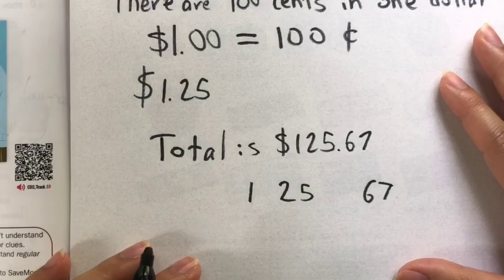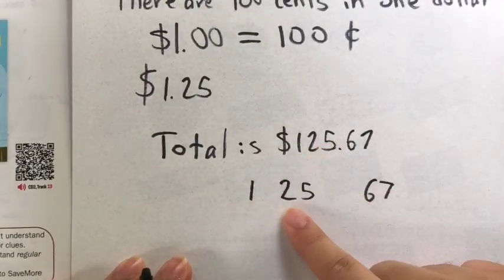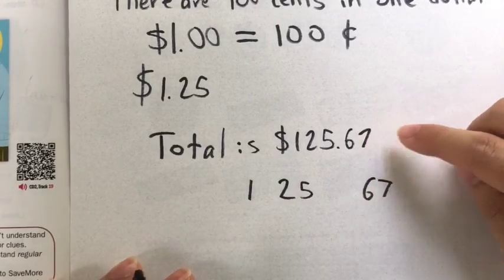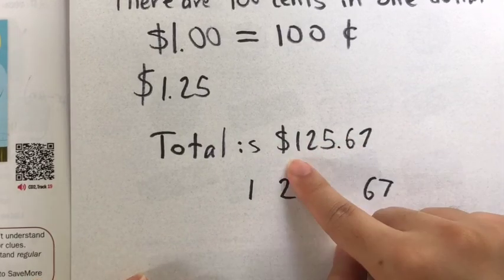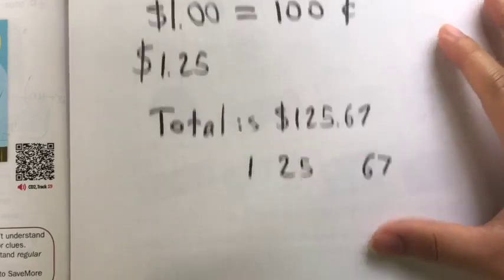We can also say 125.67. This is how Americans like to say money. 125.67. The last two numbers are the cents, so we know it's 125.67, or we can say 125.67 cents.